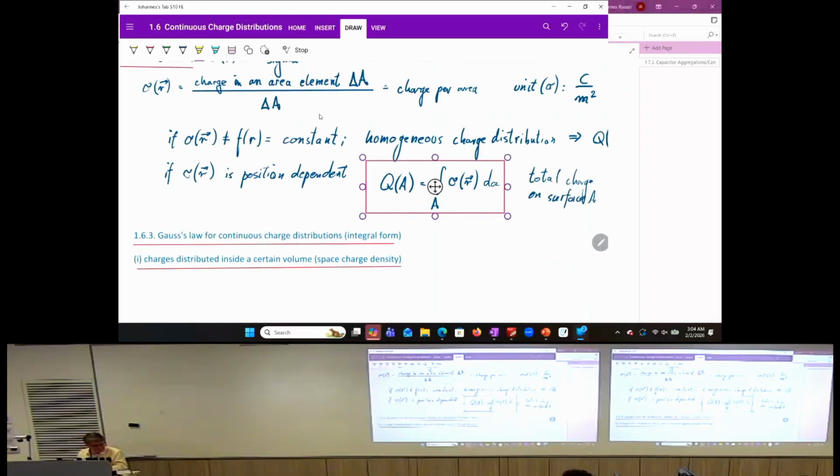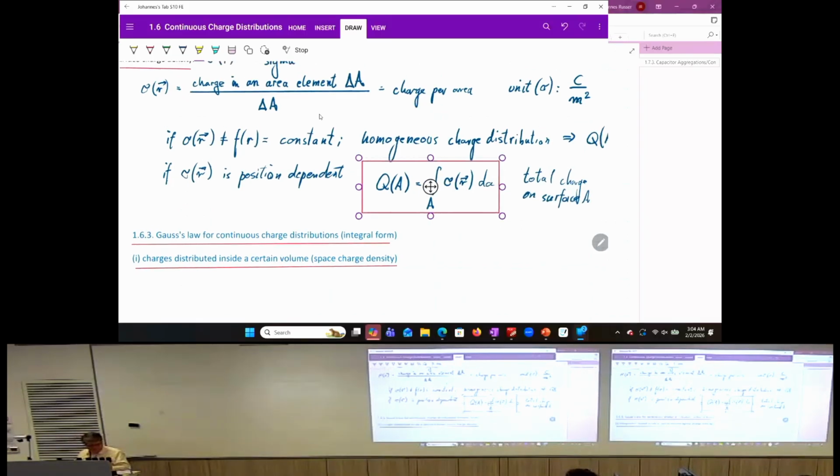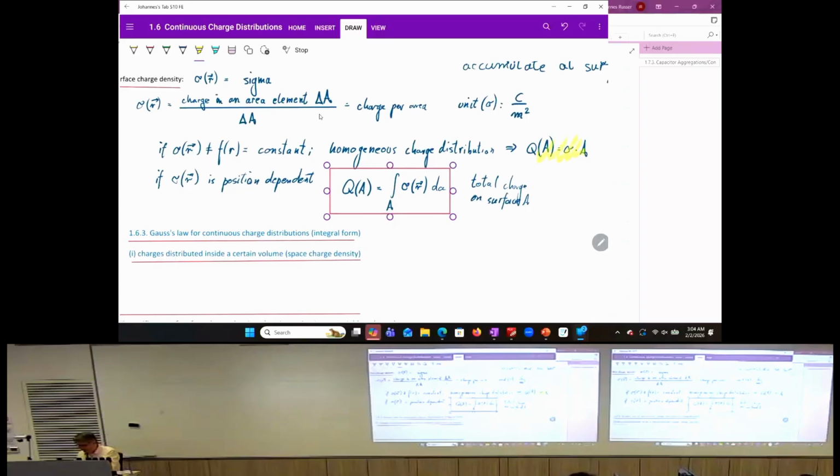Again, we have two scenarios. One is this constant, the other one is position dependent. Then you obtain this by taking the integral.